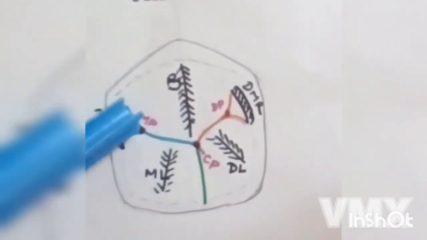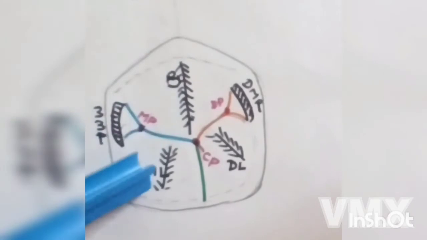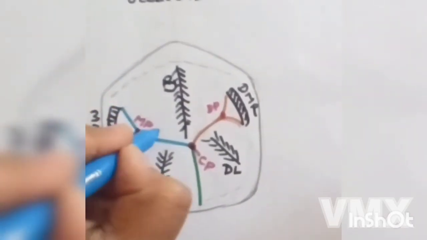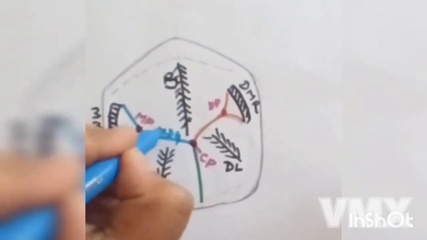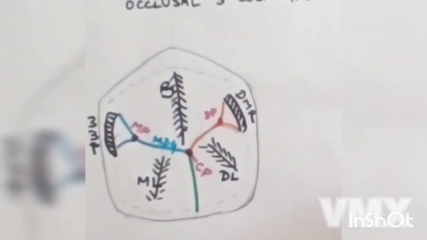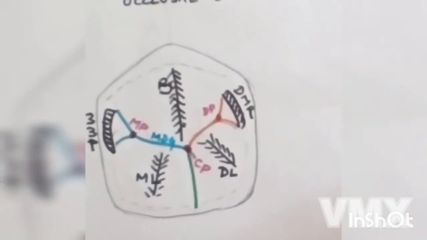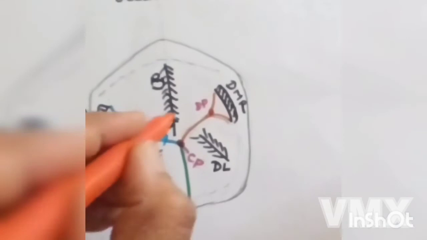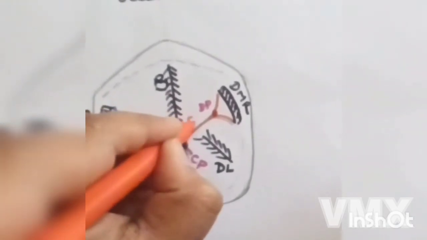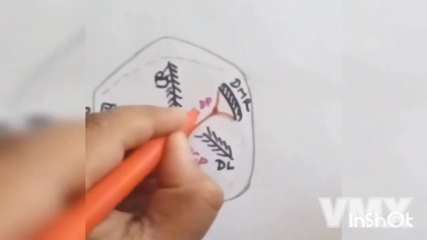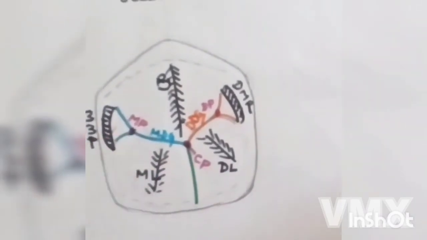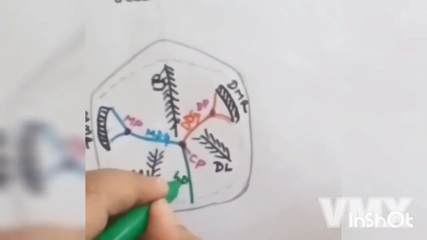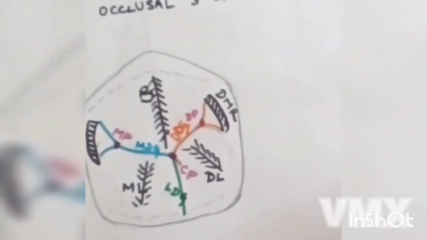Now this groove on the mesial side, which is separating the buccal and the mesiolingual cusps, will be called the mesial developmental groove. This is the mesial developmental groove. Now the groove separating the buccal from the distolingual cusp will be called the distal developmental groove. And this one separating both the lingual cusps will be called the lingual developmental groove.